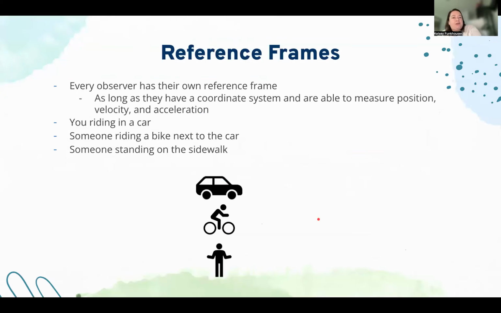A momentary diversion to talk about reference frames. Every observer has their own reference frame, so long as they have a coordinate system and are able to measure position, velocity, and acceleration. An example, you are riding in a car. That's you in there. Someone is riding a bike next to the car, and someone else is standing on the sidewalk watching both of you. All three of these people have their own reference frame from which they can observe the environment and take measurements.